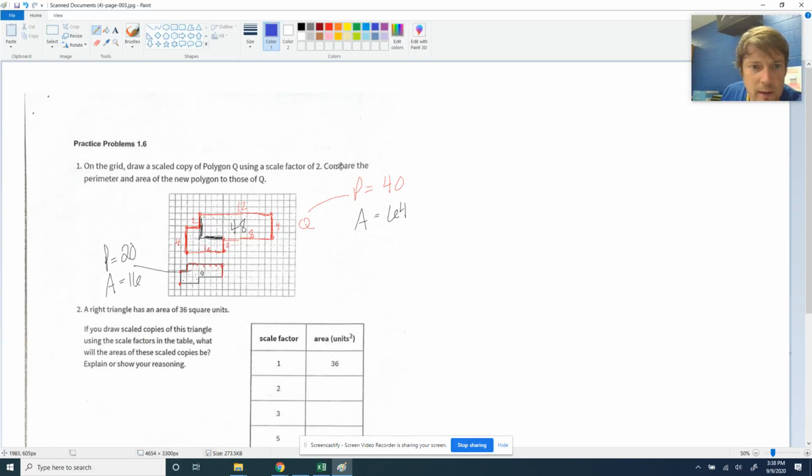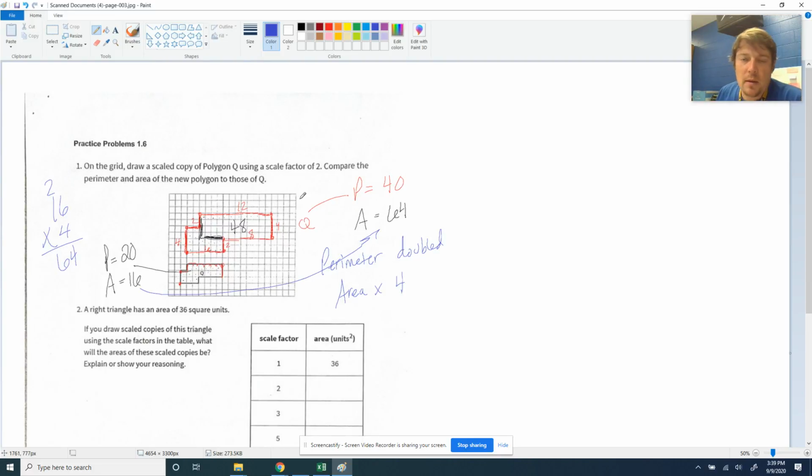So let's write about that. It says compare. So we could say perimeter doubled. But what happened to the area? The area actually got, watch this, 16 times 4 is 64. The area actually quadrupled. Area was multiplied by 4 to get the other one. It was 4 times larger.